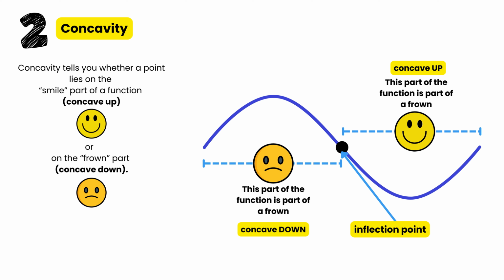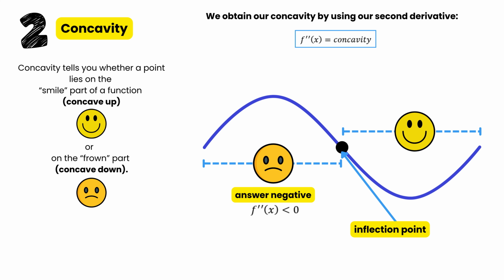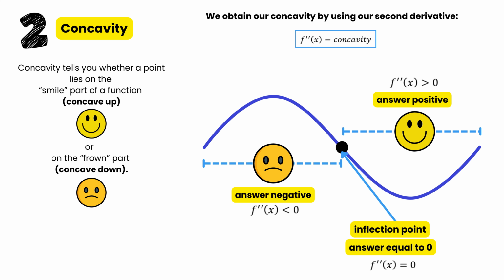Just like with increasing and decreasing, you will not always get the sketch, so we need an algebraic way to decide this. We do it by using the second derivative, meaning we differentiate the function twice, and then substitute the given point into that expression to check its sign. If the value is negative, the point is on a frown section, so concave down. If the value is positive, the point is on a smile section, so concave up. If the value is 0, the point sits at the inflection point itself, the exact place where the function switches between smile and frown. All right, let's look at an example.